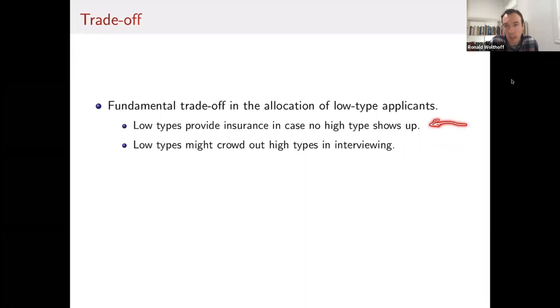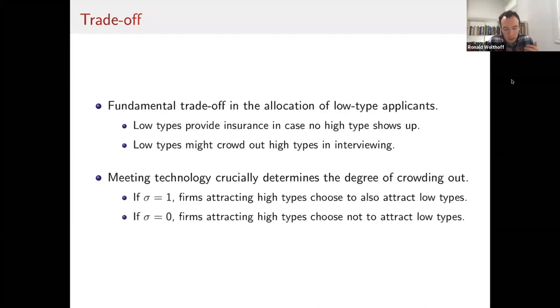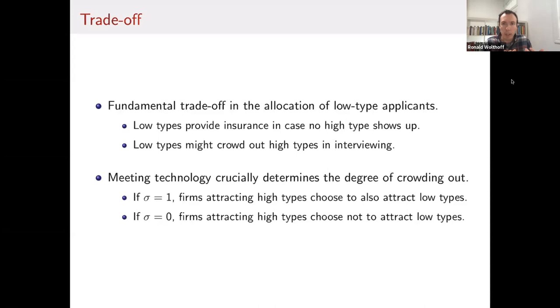Now, where does screening come in? Screening, the sigma, crucially affects the degree of crowding out, this second point here. If sigma is equal to one, we had that phi only depends on mu. The low types never interfere with you trying to hire high types, okay? And so there is actually no crowding out, and so there's only a pro to having low type applicants. But on the other hand, if sigma is equal to zero, like in Philip's work, the crowding out is very severe because you can only interview one guy and you're going to draw that guy at random from the applicant pool. And so having too many low types is really problematic. And so you may actually choose to keep them away.